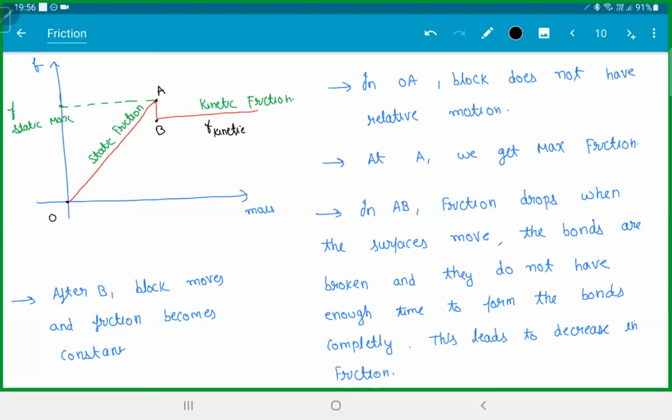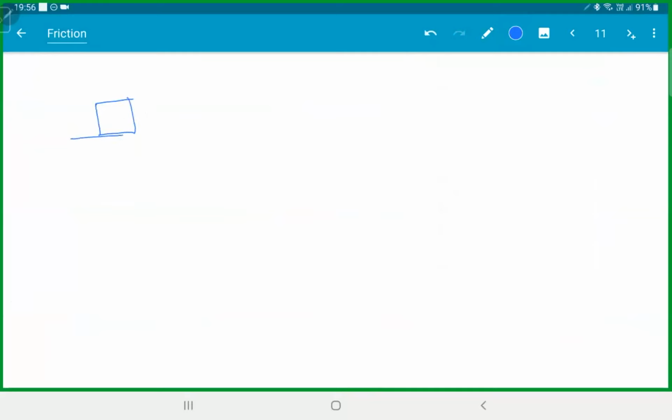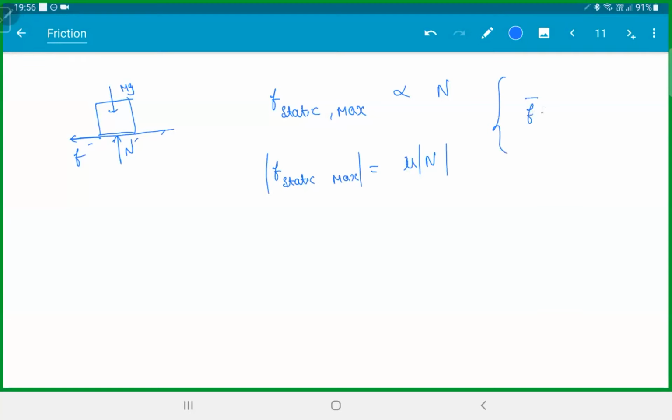So now, if I try to put all this mathematically, what we observed from this experiment, like I said, it is all experimental here: N, mg, and this friction. Experimentally, we find that F static maximum, that means when there is no relative motion, the maximum value is proportional to N. So F static max is equal to mu times N. Now be careful here. You're only comparing the magnitudes. F bar is not equal to mu S into N bar.